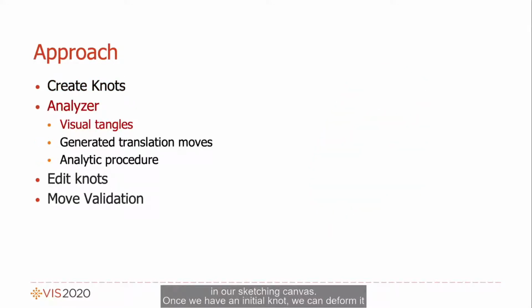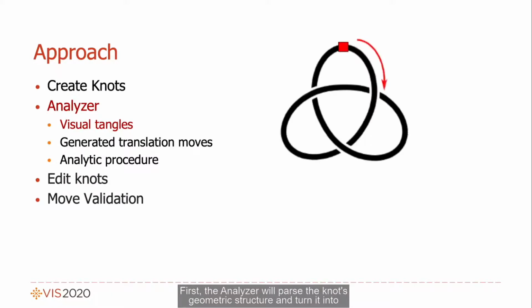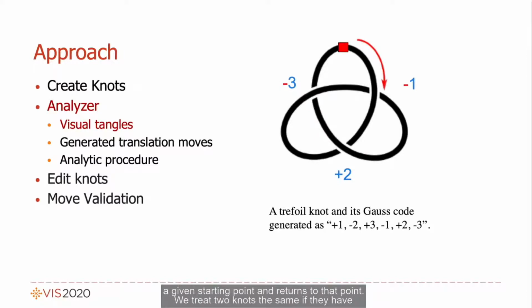Once we have an initial knot, we can deform it by Reidemeister moves or follow system-generated suggestions that rely on the analyzer that works behind the view interface. Here is the primary mechanism. First, the analyzer will parse the knot's geometric structure and turn it into Gauss code to denote its topological properties. Gauss code is a sequence of labels for the crossings. Each label repeats twice to indicate a walk along the diagram from a given starting point and returns to that point. We treat two knots the same if they have the same Gauss code.